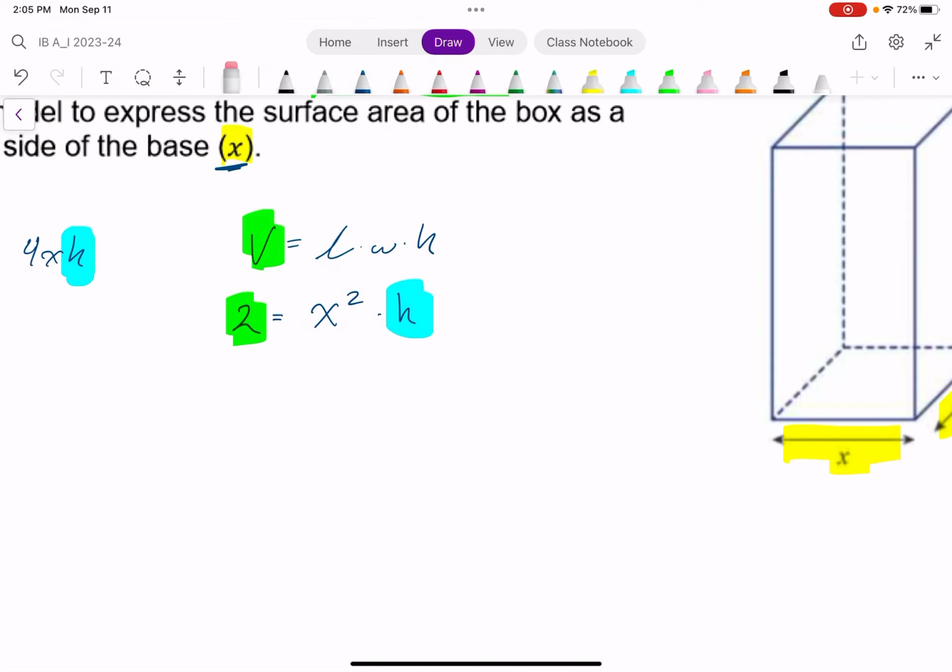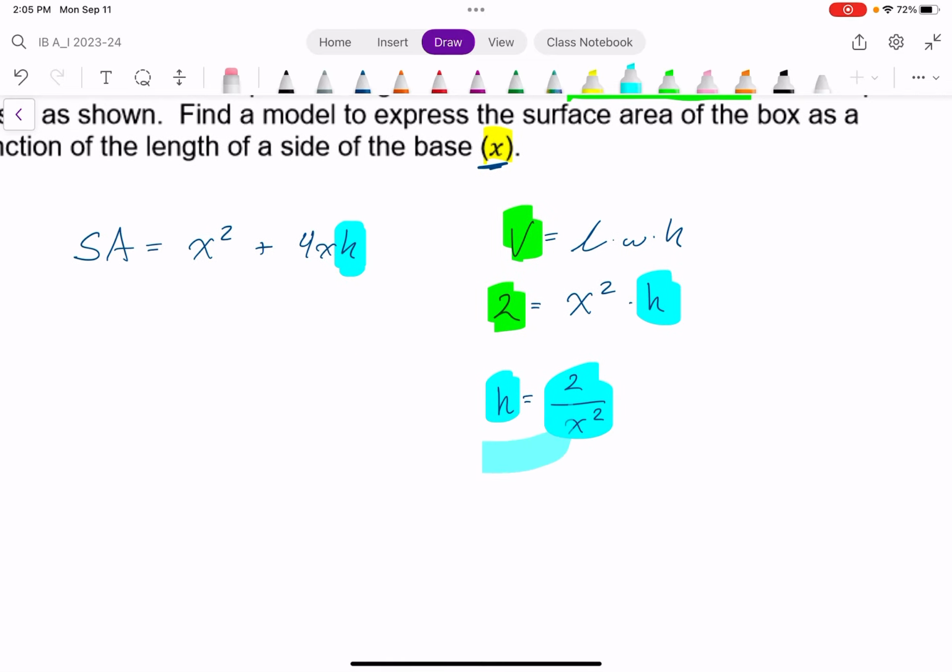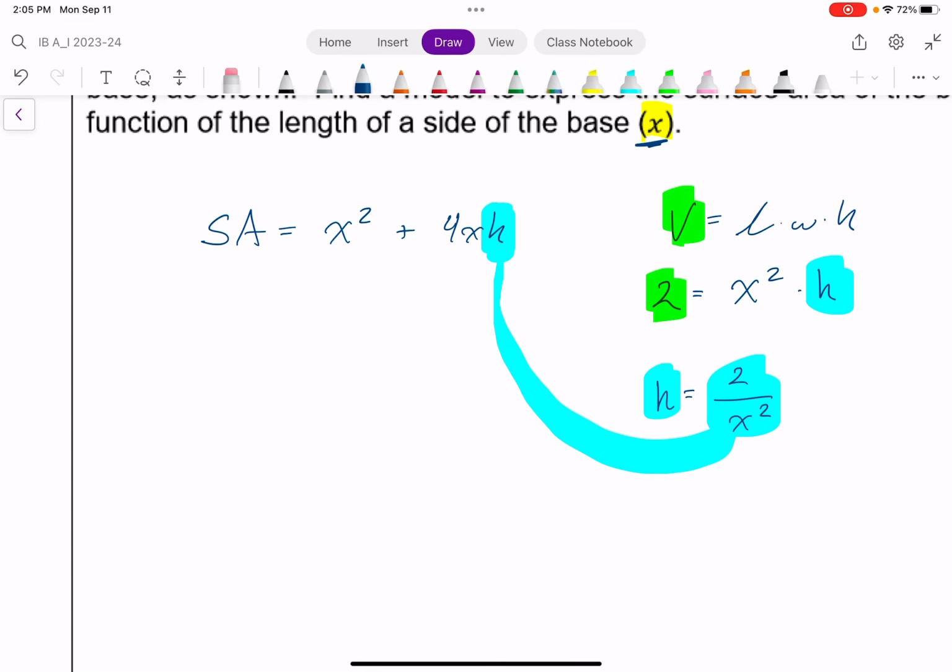And so to do that, it's quite quick. Just divide both sides by x squared. So I get h equals 2 over x squared. And so now, using that, I can substitute that 2 over x squared into this surface area function. And so then it becomes this. Surface area equals x squared plus 4 times x times 2 over x squared. And I'm essentially done here.